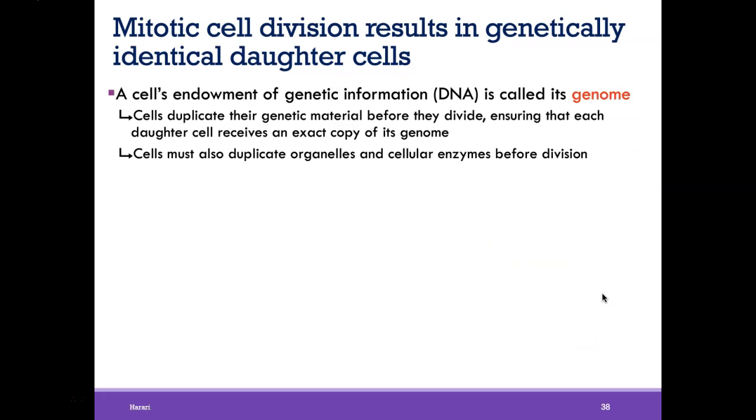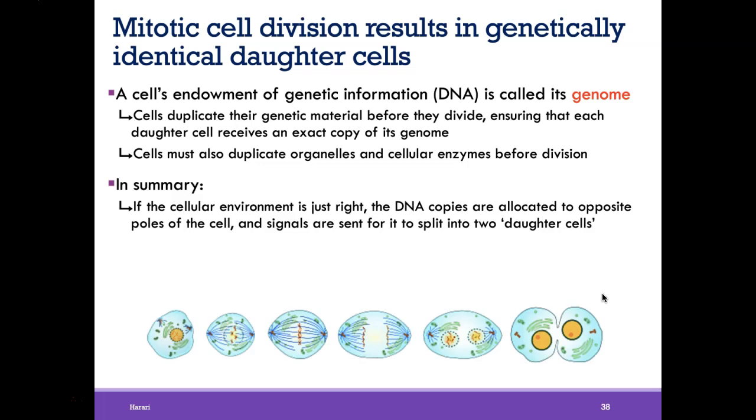So to review, we said mitotic division results in genetically identical daughter cells. The cell's endowment of genetic information is called its genome, and cells must duplicate their genome before they divide to make sure that each daughter cell receives an exact copy. Cells must also duplicate all the organelles and enzymes before division, so each daughter cell has enough. If the cellular environment is just right and the timing is right, the 2 DNA copies are allocated to opposite poles of the cell, and then a signal is sent for it to split down the middle into 2 daughter cells.